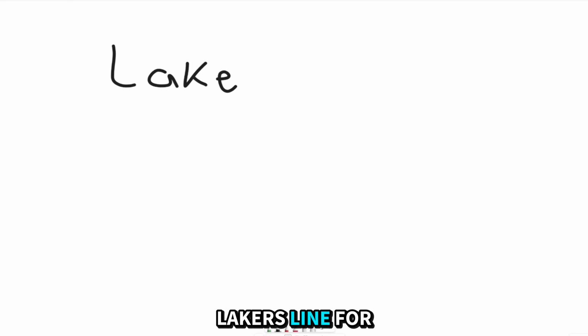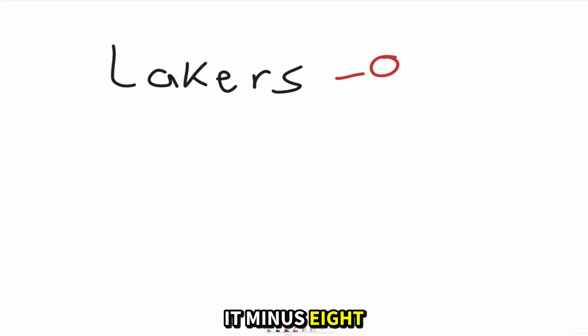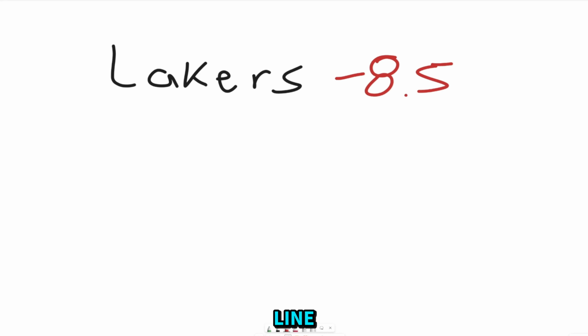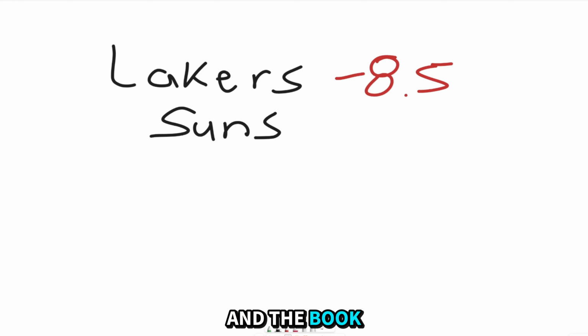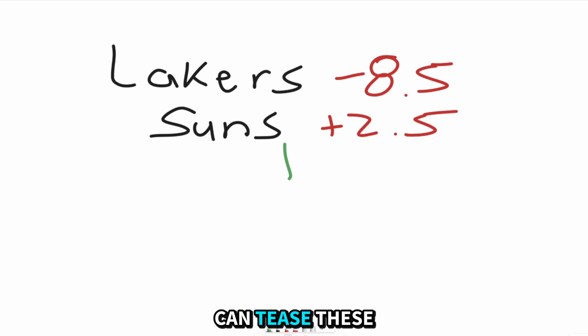So let's say the sportsbook set the Lakers line for today at minus 8.5 points. So that's the main line. Then we have the Suns, and the book set the Suns line for this particular day at plus 2.5. What we can do is we can tease these lines. We can do what's called a 4-point teaser.